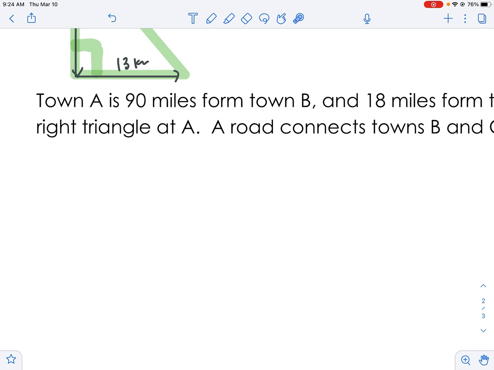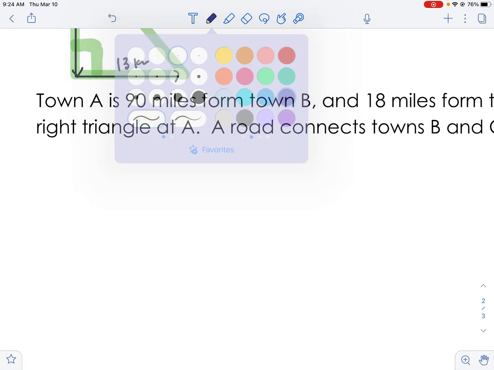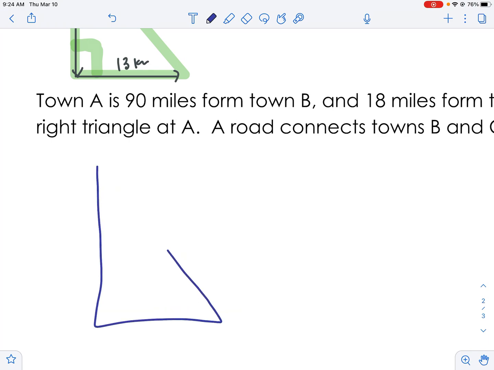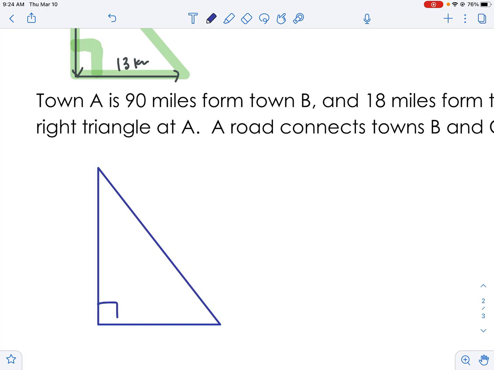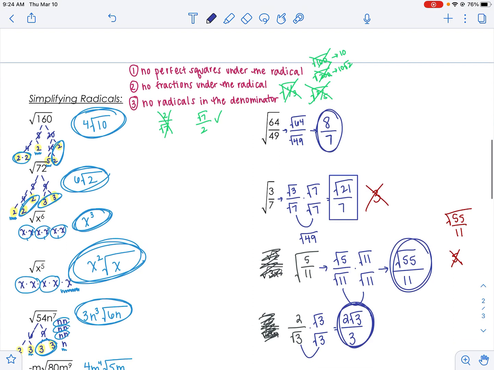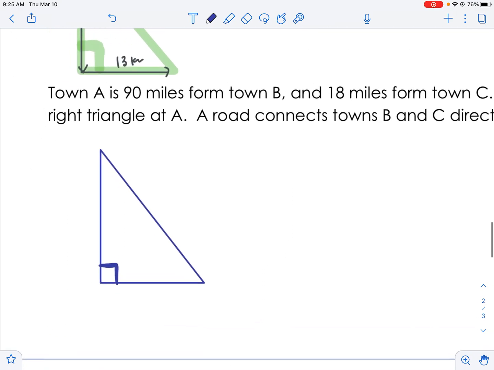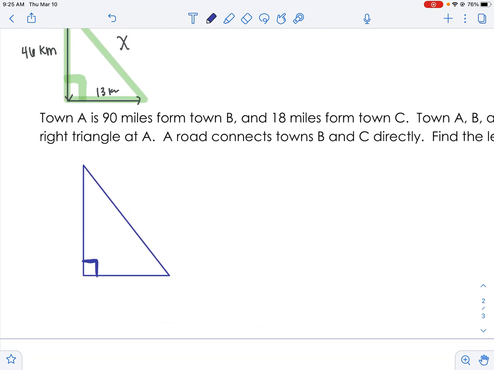Okay, here's our big clue. They said it was a right triangle, so I'm just going to sketch out a right triangle. Most of these are going to be triangles. So if you can sketch out these pictures and then you are somewhat decent at simplifying radicals, everything else in this unit is just a formula and you'll be smooth sailing. These are just 2 skills from prior years that you need to have. So it said that the right triangle is at A, so I'm going to do A, B, C, just like that. Okay, town A is 90 miles from town B.